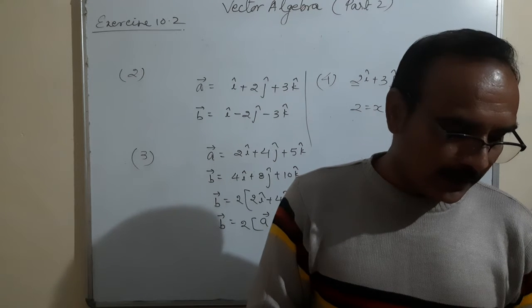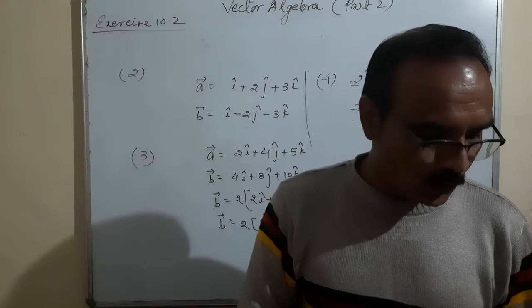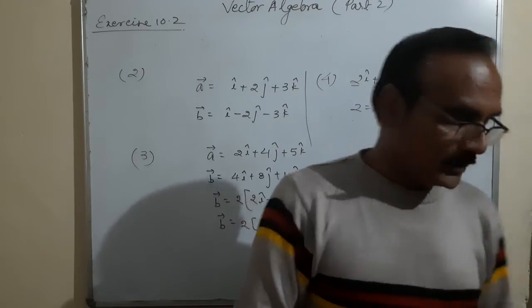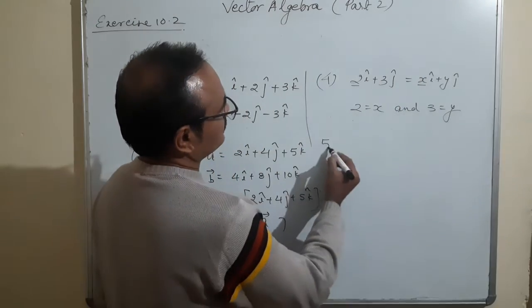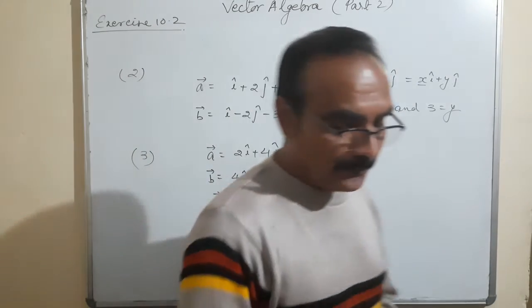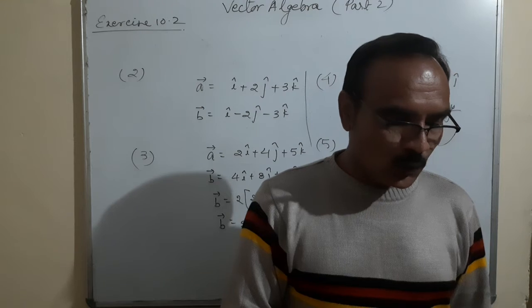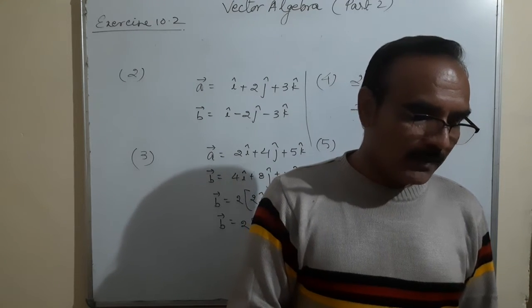Find the scalar and vector components of the vector with the initial point 2, 1 and the terminal point -5, 7. This is question number 5, which says find the scalar and vector components of the vector with the initial point 2, 1 and terminal point -5, 7.